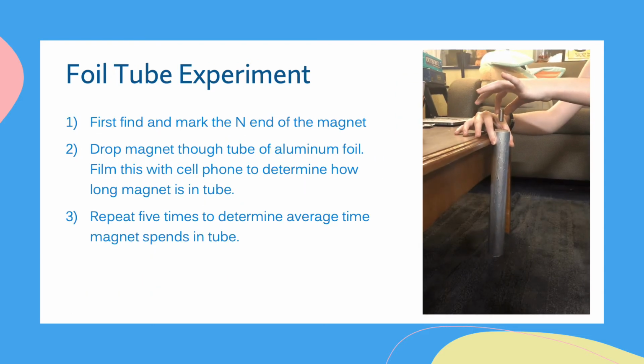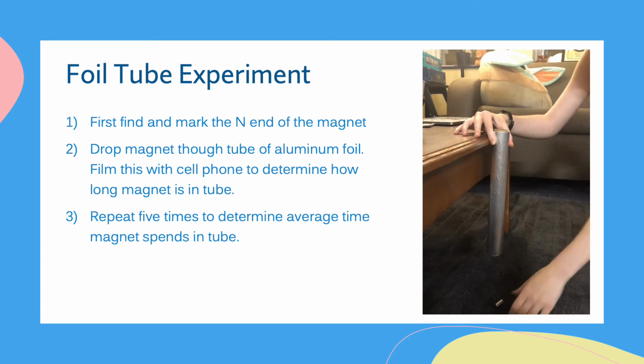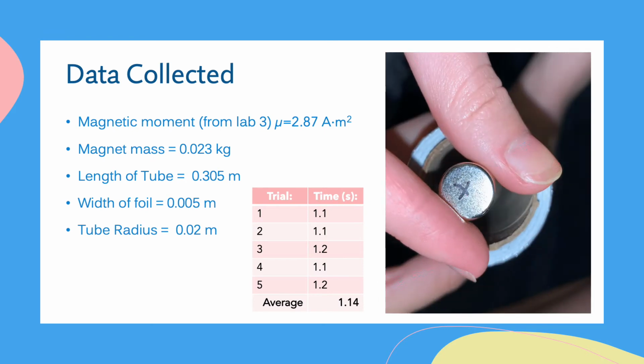We conducted an experiment using a tube of aluminum foil and a bar magnet. First, we found and marked the north end of the magnet, and dropped the magnet through a tube of foil. We filmed this with our cell phone to determine how long the magnet spends in the tube. We then repeated this 5 times to determine the average time the magnet spends in the foil tube. We measured and calculated a few key physical properties of the magnet and foil tube that will be used later to create our computational model.